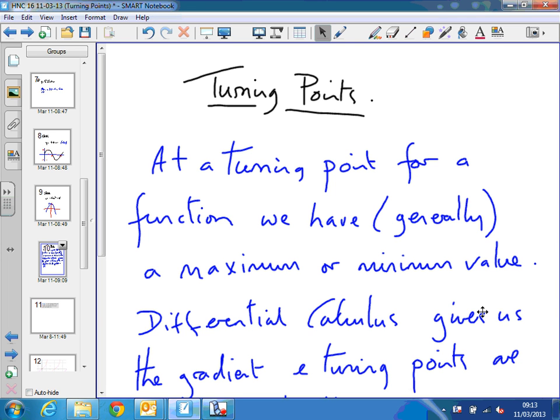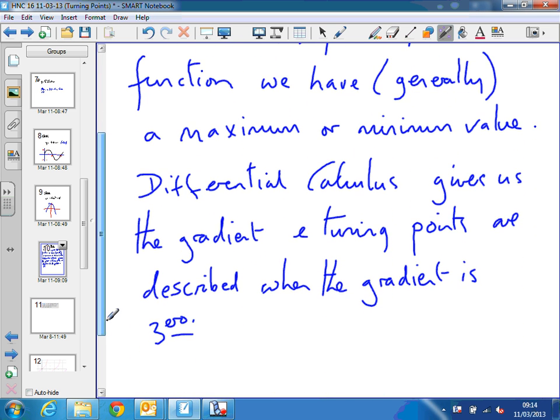Turning points today, then. At a turning point for a function, we have generally, and we'll look at some shapes of these turning points in a second. So not always, but generally, these turning points tell us a maximum or minimum value for a function. So we're interested in them because we're interested in the maximum and minimum values. Differential calculus, we remember, gives us the gradient of a function, the rate of change at any point. And at a turning point, the gradient is 0.